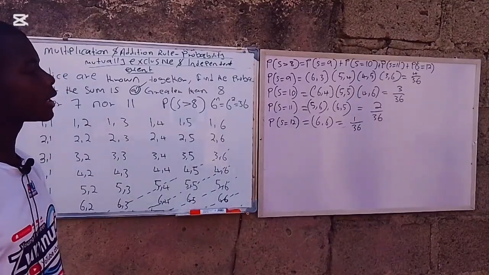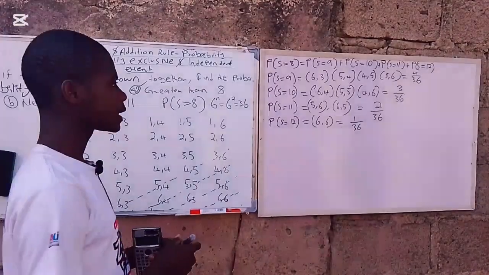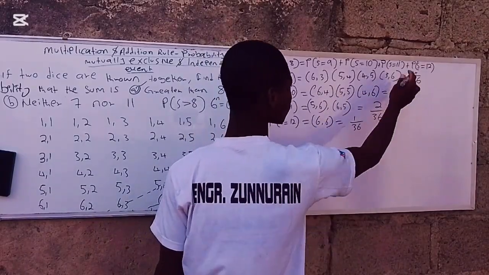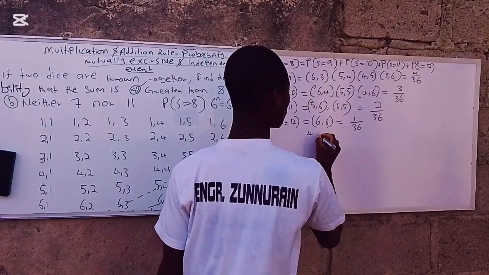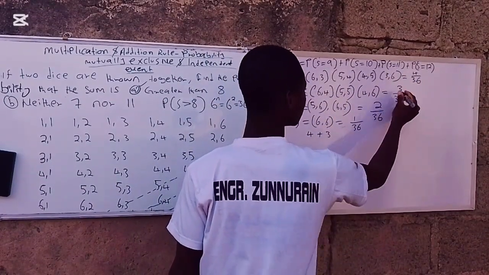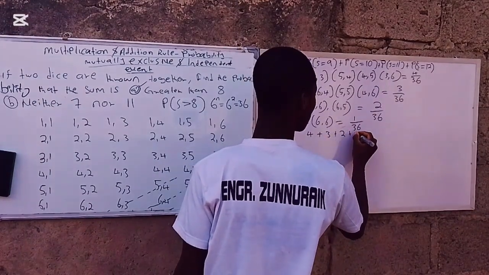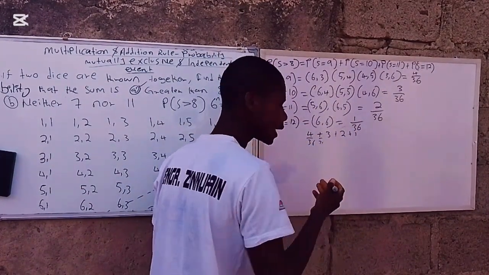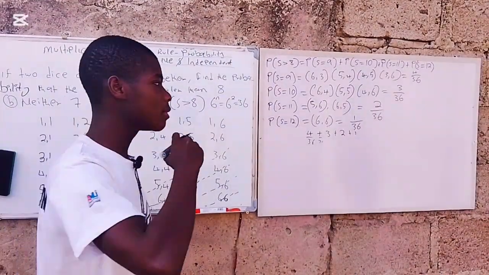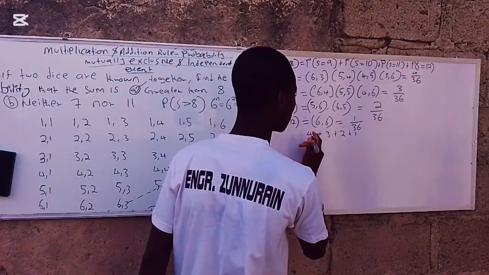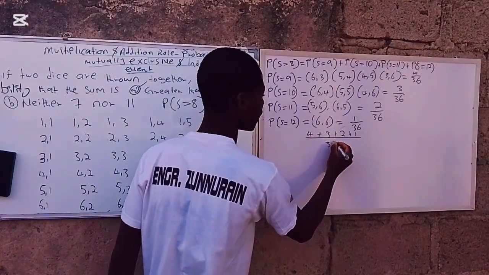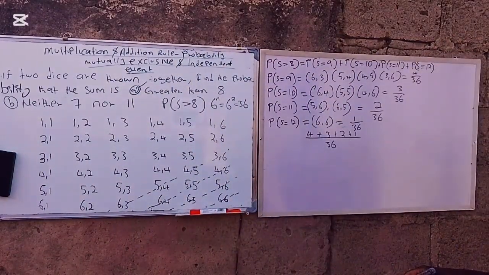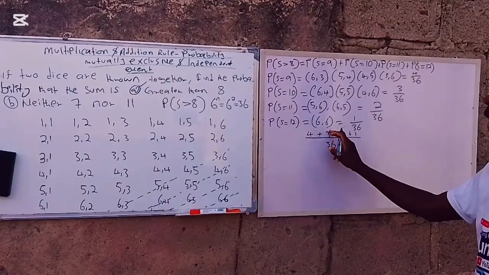So what is the next thing to do? The next thing to do is that I have to sum them. So this should now be equal to 4 plus 3 plus 2 plus 1, because they have the same denominator, all of them are 36, so the LCM is the same. Therefore I divide by 36. So what is the next thing? If I say 4 plus 3, I'll get 7.